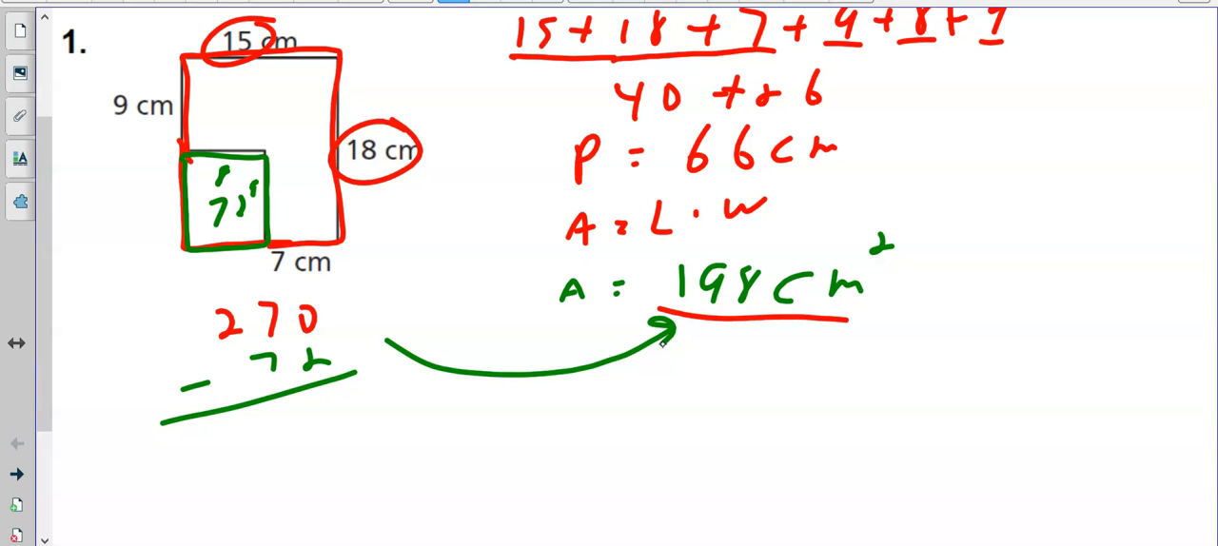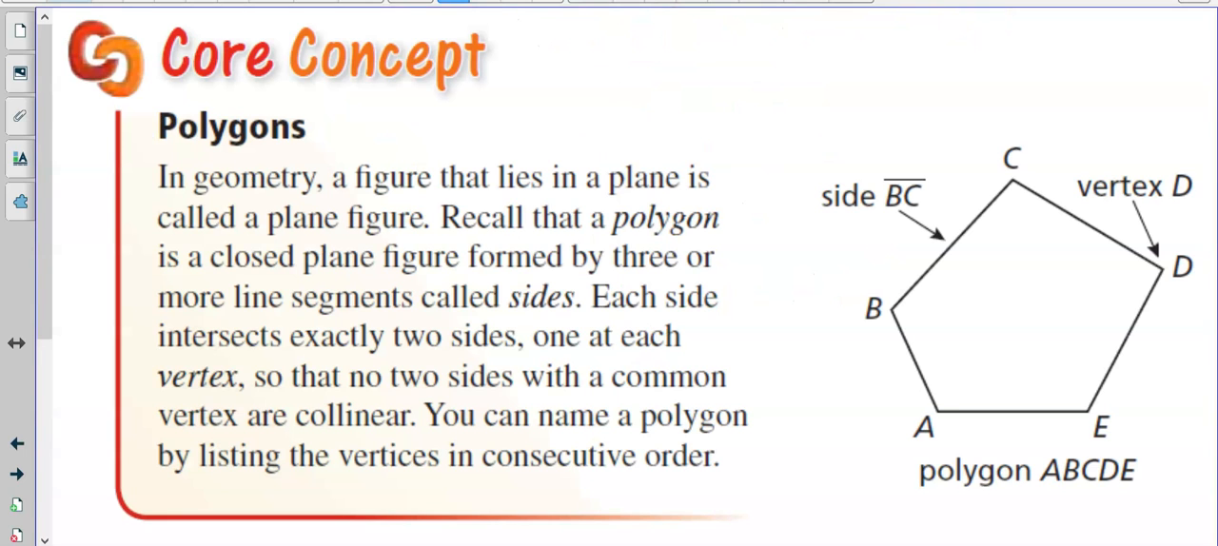So you do what your brain understands and processes best. All right. So, little vocabulary. Polygons. In geometry, a figure that lies in a plane is called a plane figure. Remember that a polygon is a closed figure formed by 3 or more line segments called sides.